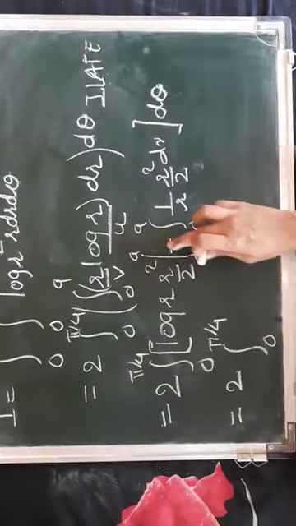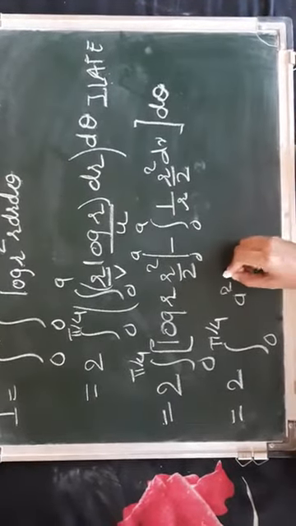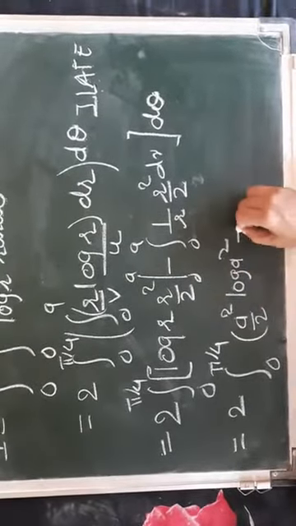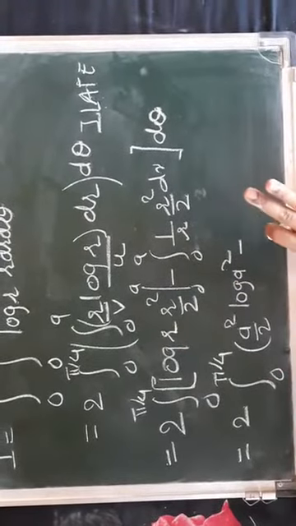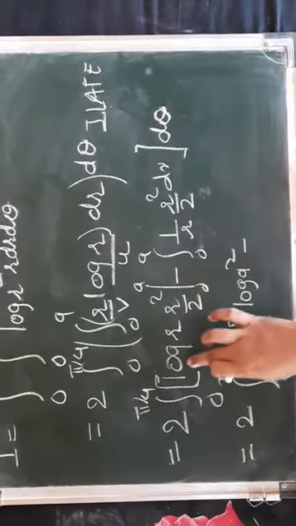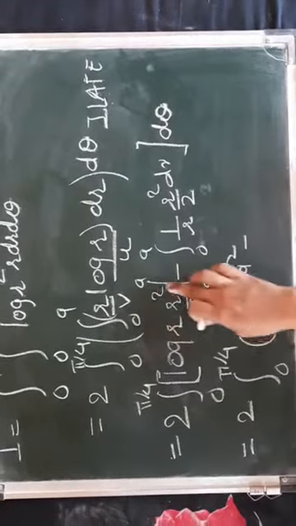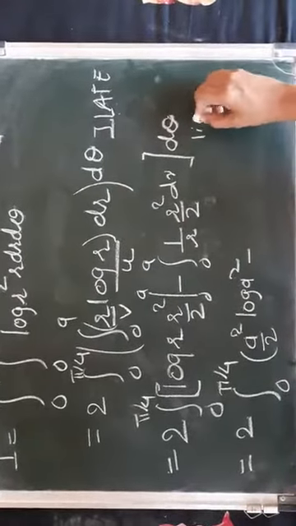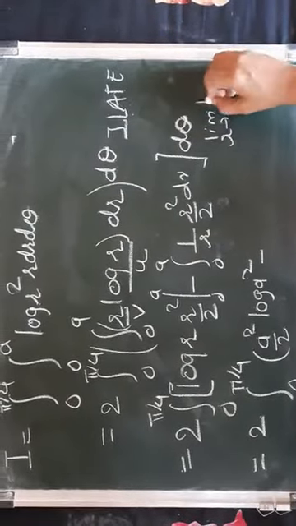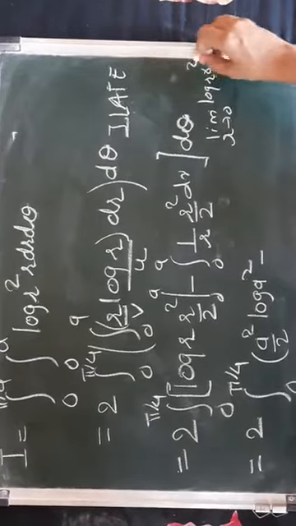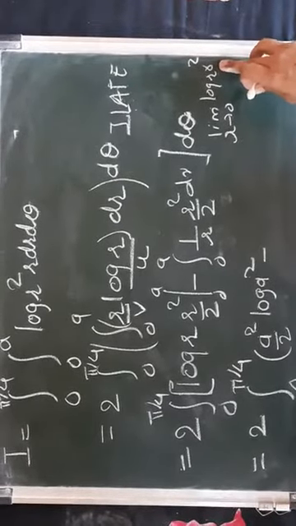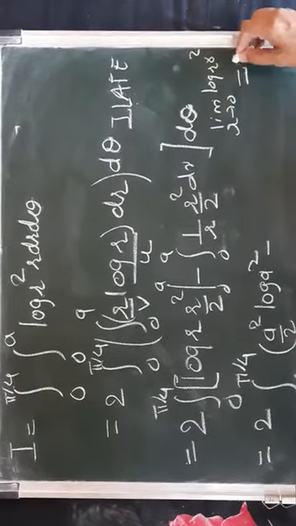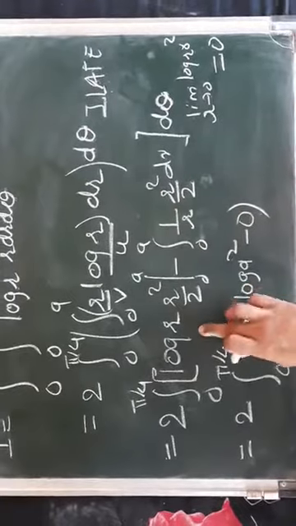Please make a note over here, when I put the upper limit I'll get a square by 2 log of a square. Upper limit is fine, but when I put the lower limit, log 0 is undefined, but r is also 0, so it is 0 into 0. Rather this lower limit value, we'll have to find by limit, because limit as r tends to 0, log of r into r square, this becomes infinity into 0 form. So I have to convert it to indeterminate form 0 by 0, and then find the limit. That limit turns out to be 0. So lower limit will be 0 for the first term.